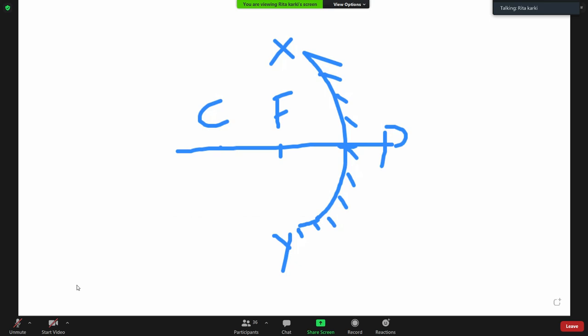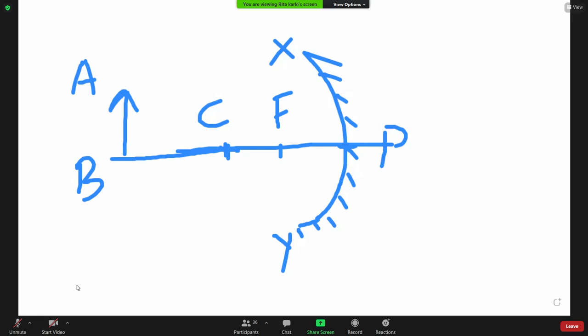In your book, you can find that object AB is placed beyond the center of curvature. Now, after we have placed the object beyond the center of curvature, we are supposed to follow the rules that we have just studied.